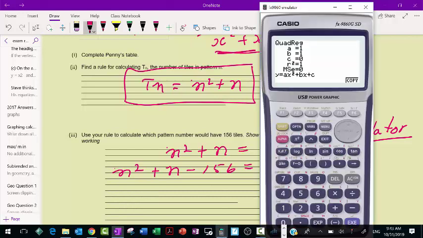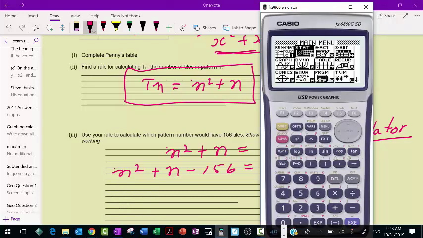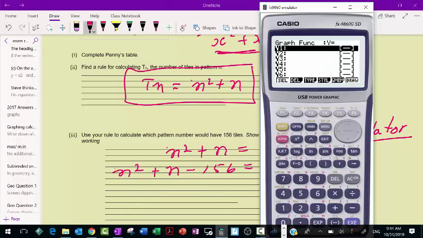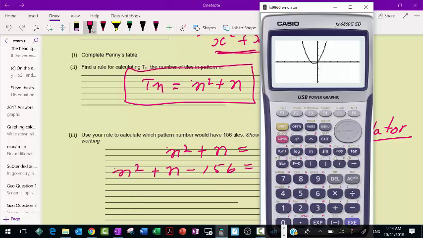Now, with the calculator, the easiest thing to do is go to your menu, go to your graph function, and enter n squared, which is basically x squared, plus x. All right, draw it. There it is. That's the quadratic. Now, when is x such that this whole thing equals 156? There's a number of ways that you could do it.